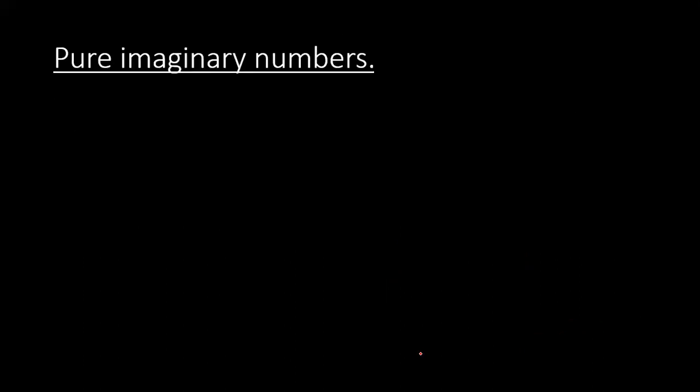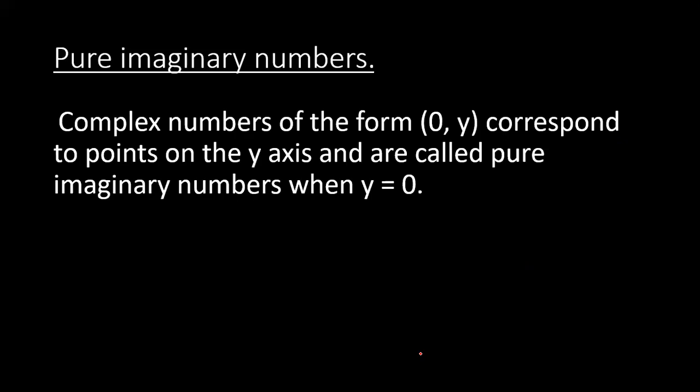Next, moving toward pure imaginary numbers. Complex numbers of the form (0, y) correspond to points on the y-axis and are called imaginary numbers when y is not equal to 0. These are also subsets of complex numbers with 0 real part. Here we take the real part as 0, like if I take the complex number b equals 0 plus 2 iota, then this is called a pure imaginary number.